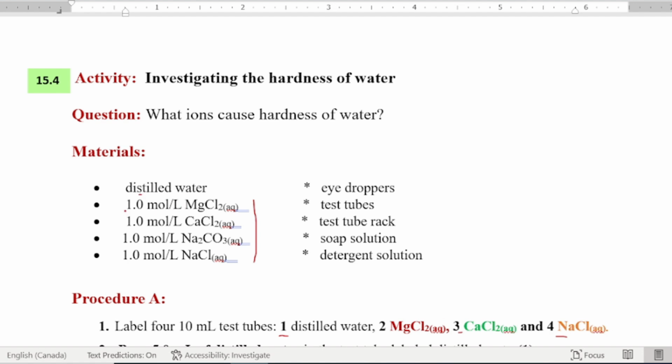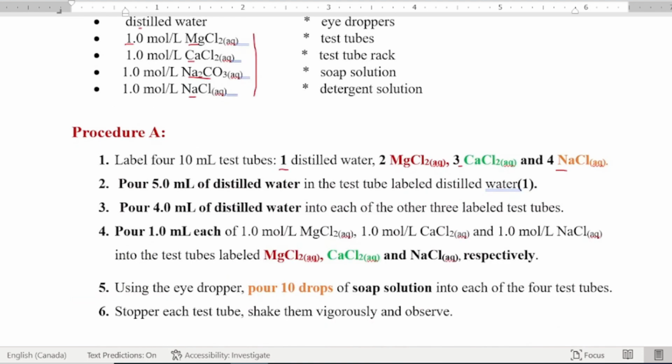You use 1 mole per liter of each of these: magnesium chloride, calcium chloride, sodium carbonate, and sodium chloride, because you want to have sources of magnesium and calcium ions to show the effects on soap. Then you have eyedroppers, test tubes, a test tube rack, soap solutions, and detergent solutions. So what do we do?